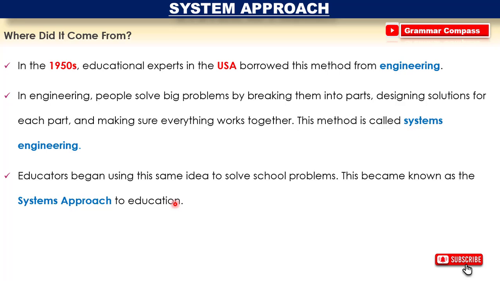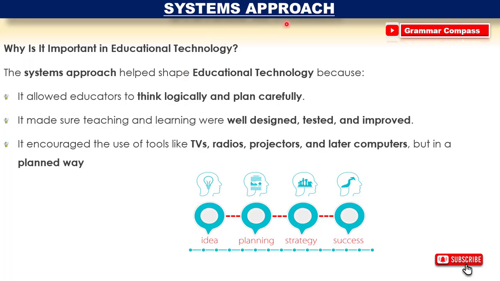Why was the systems approach that important in education? First, it allowed educators to think logically and plan carefully. Also, it made sure teaching and learning were well designed, tested, and improved. Lastly, it encouraged the use of tools like TVs, radios, projectors, and later computers, but in a planned way. To put it simply, the systems approach was a step-by-step method of solving educational problems.